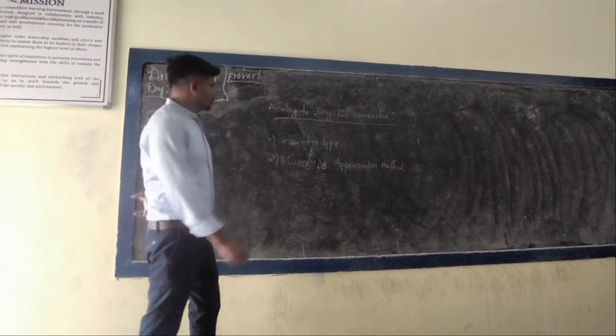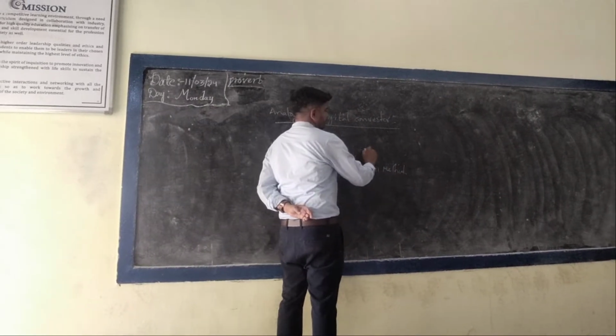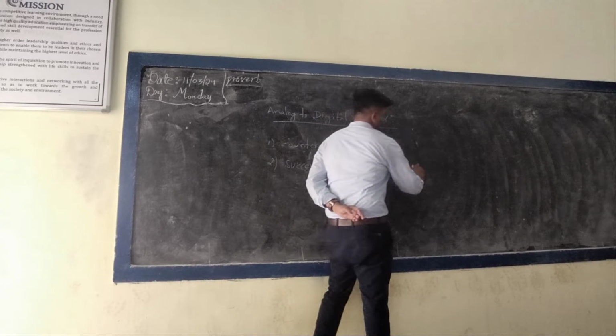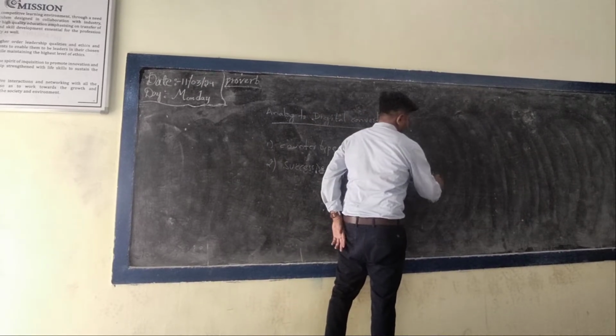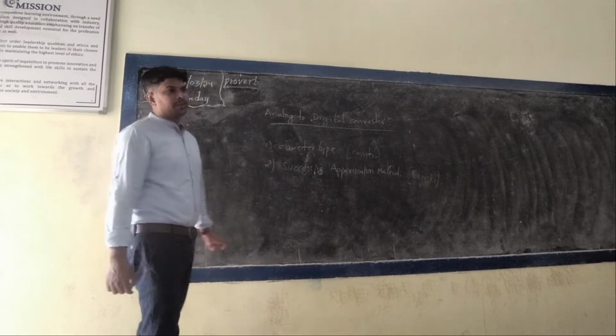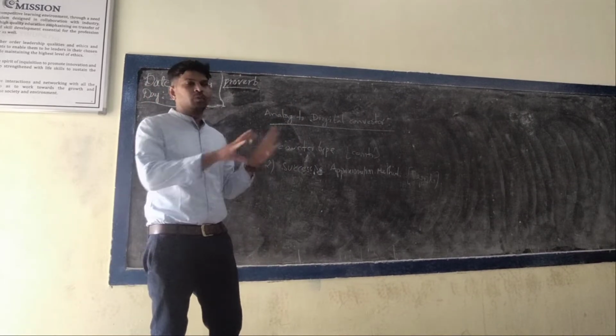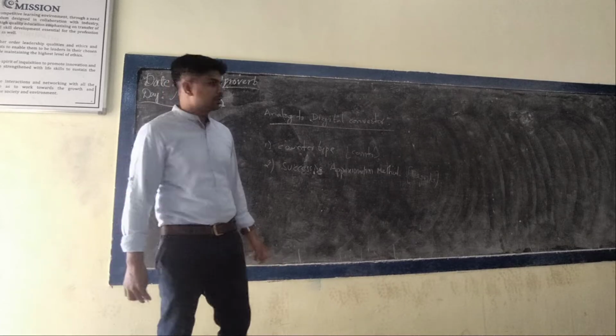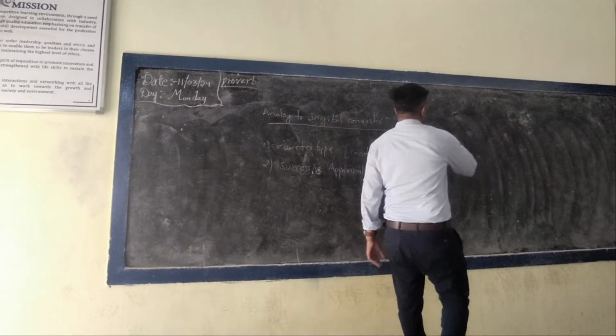Basically, here we use a counter. Here we use a register. So before going into deep analysis of the counter type and successive approximation type, we have to know what is the difference between counter and register. What is the difference between counter and register?